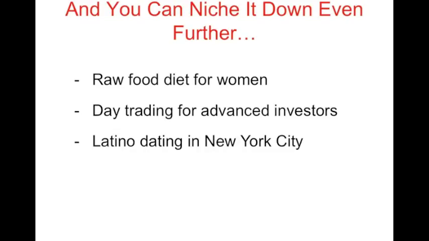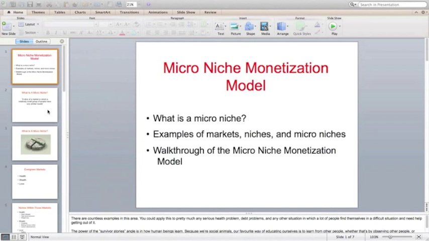So again, these are examples of micro niches. And when I say micro niche, it's a relatively small group of people, but we can still be talking about millions of people. Raw food diet for women, because online you have a global reach, you could be talking about millions of women looking for raw food diet advice. The same thing with the other ones, with the exception of Latino dating in New York City. That's obviously more of a thousands of people rather than millions.